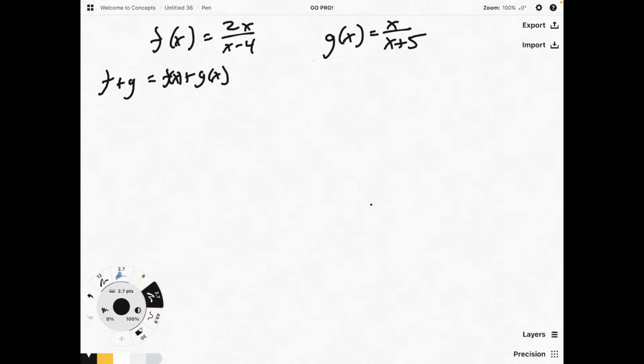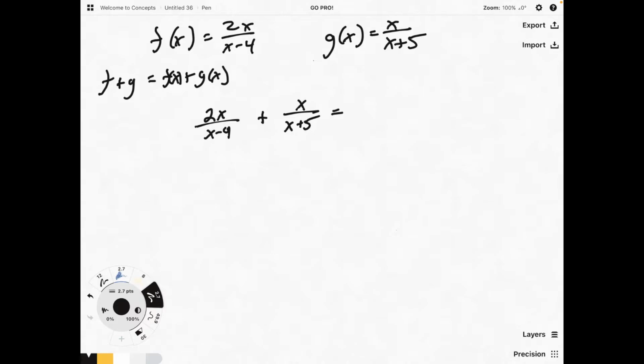If we do that, then we're going to take f of x, which in this case is 2x over x minus 4, and then we're going to add g of x, and that is x over x plus 5. And then we're going to solve. If you need a refresher on how to solve the problems that we'll see in this video, I will link a few videos in the description below, and please check those out.